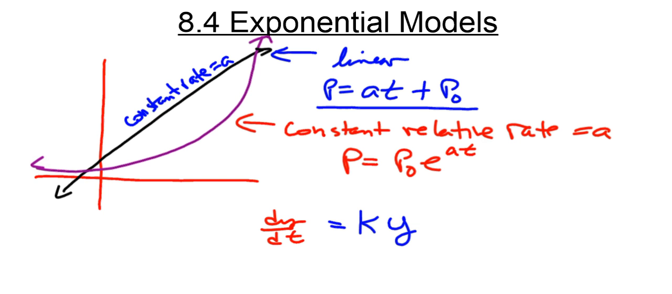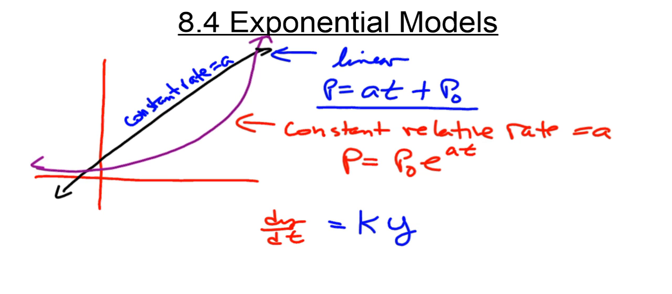P equals a times t plus p naught. So that would be like y equals mx plus b form, m being the slope or the growth rate. And it's the same thing here, a constant growth rate. But in an exponential function, we have a constant relative growth rate, and we're going to call it a too.